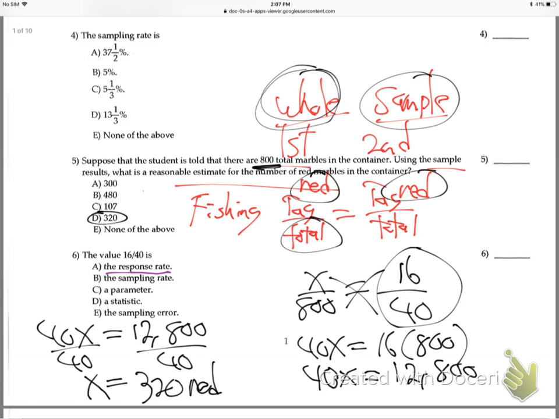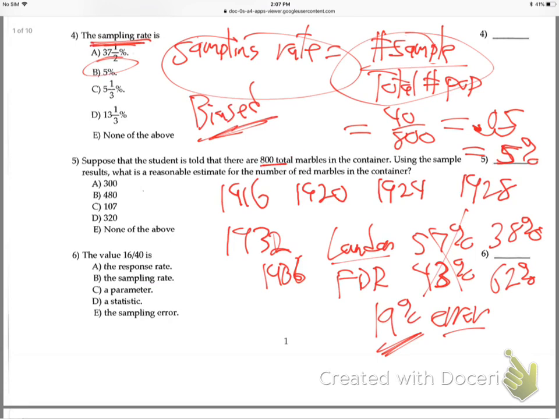That sounds kind of weird. Probably not. Let's keep going. Is it a sampling rate? No, we did sampling rate a minute ago. Sampling rate is right here. Sampling rate is sample over total population.